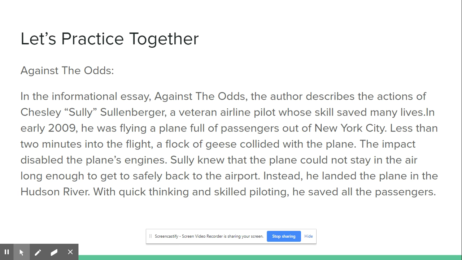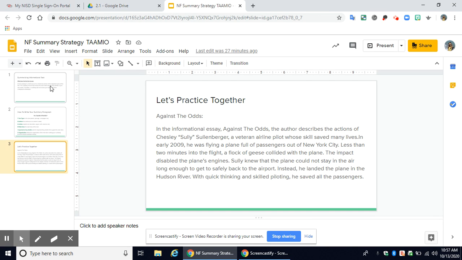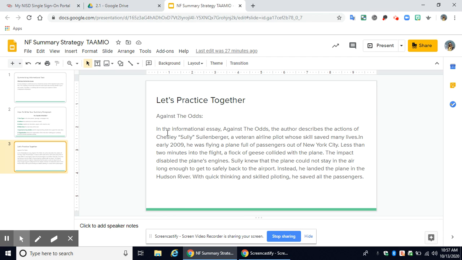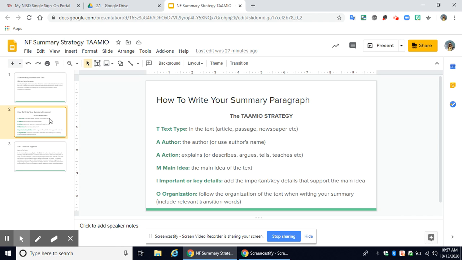So again, we are going to go back and look at using the strategy in here. The first T was text type. So we're saying "in the text," and then what kind of text it is. Here we put in "the informational essay." That's the kind of text it is. And then we go on to say Against the Odds. So that's the first part, the T.